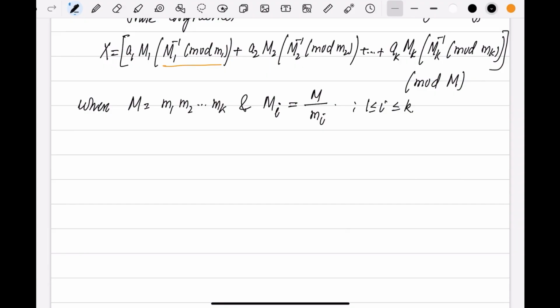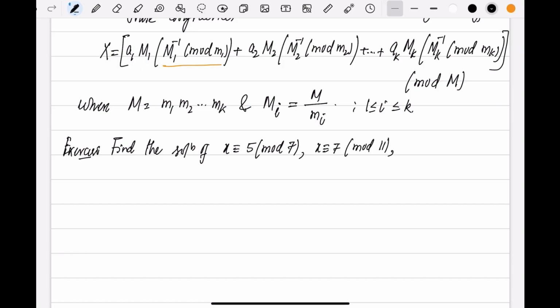Now let's take up an exercise. Find the common solution of the congruences: x congruent to 5 modulo 7, x congruent to 7 modulo 11, then x congruent to 3 modulo 13. We have to find the common solution of these three congruences, and within the solution we will also learn how to find the inverses of the elements, and we will also discuss which elements have an inverse. So let's begin with the solution.